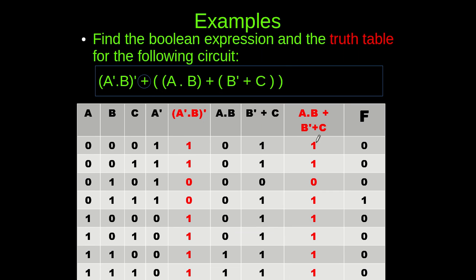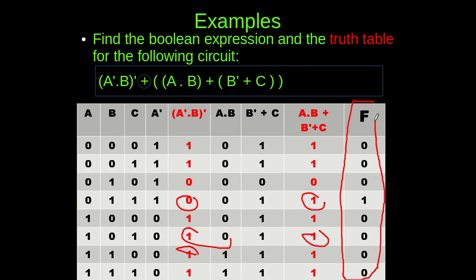1 XORed with 1. Remember we said the XOR, if they have the same input, is 0, different input, 1. Those are all the same input as this, same as this. So 0 for the same inputs, 1 for different. This is my final circuit.